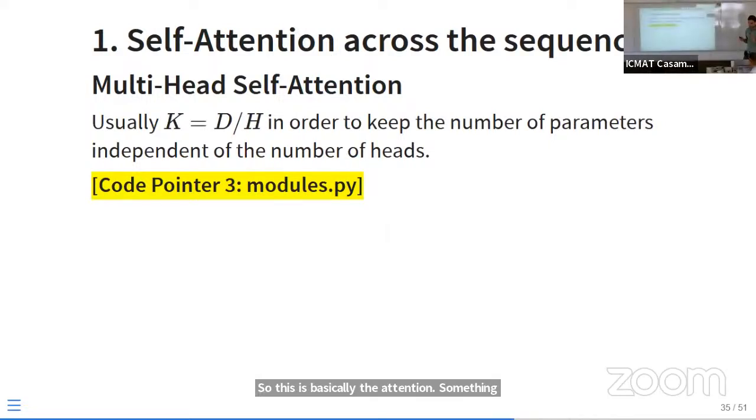Something that is done, a little trick, is that the inner dimension of this attention mechanism, the K, is chosen to be D divided by H. And this is done this way because if we do it this way, we ensure that the number of parameters is independent of the number of heads. If we choose a high number of heads, then the inner dimension of each of the heads is going to be small. So we keep the total amount of parameters.